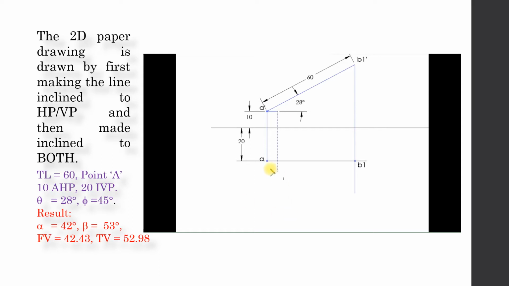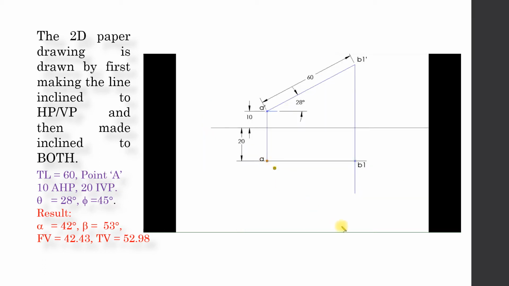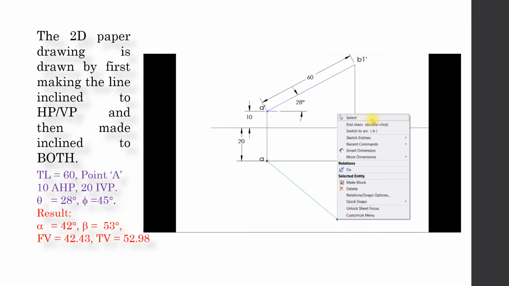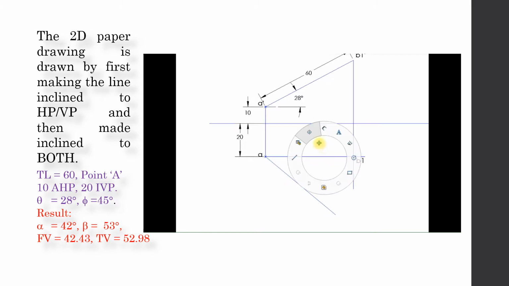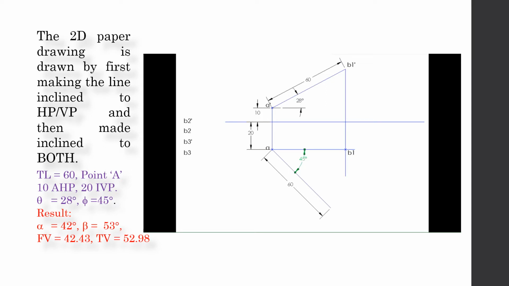Now we know the true length and we know the inclination with VP. So that is transferred to the paper, and we name the inclination to VP as B2. So we draw a small AB2, the plan of the line, and B2 dash will be deduced. So B2 is located and B2 dash will be deduced.